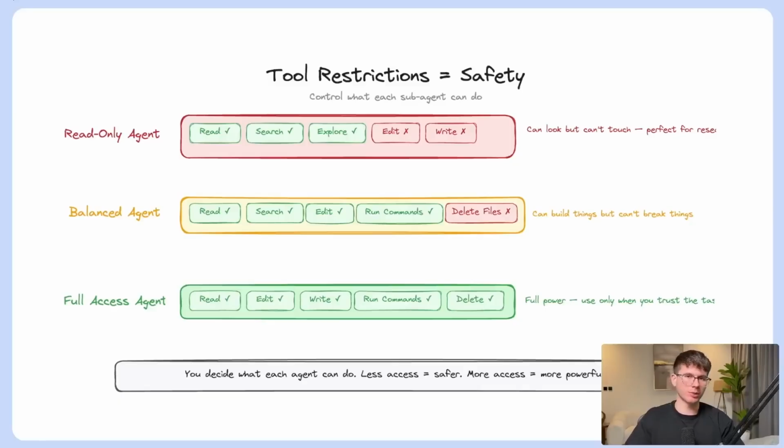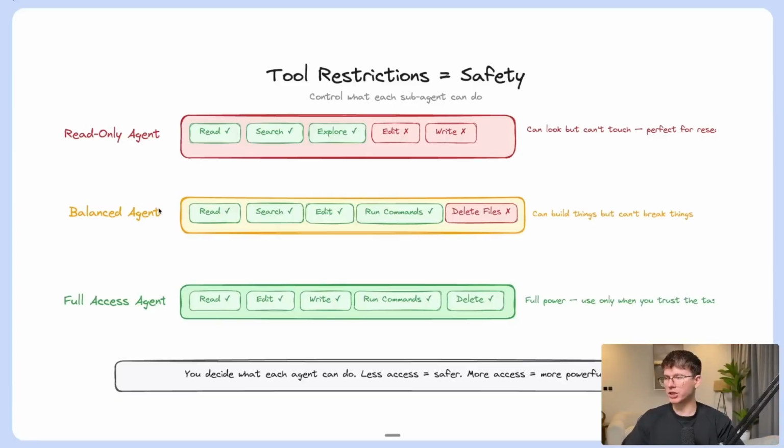Now, one more thing that I spoke about before is restrictions and safety. Because the thing about sub-agents is they get really, really powerful because you can control what they can and cannot do. The same way that you wouldn't give an intern access to the whole company database, here's the exact same thing. And so we have the read-only agent, the balanced agent, and the full access agent. Now, when you say read-only, it can look at your files, it can search through the code, it can explore what you have, but it cannot edit or write, right? It can look, but can't touch. It's perfect for research that you have to do without it actually doing something on your documents or changing anything on your computer.